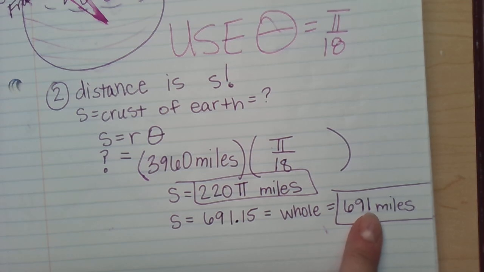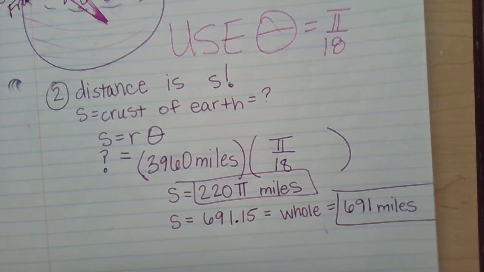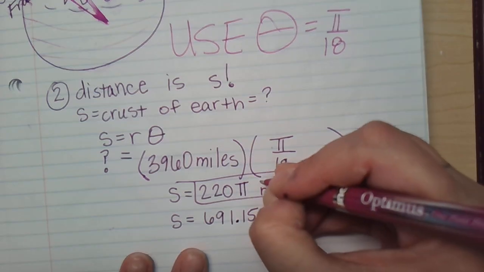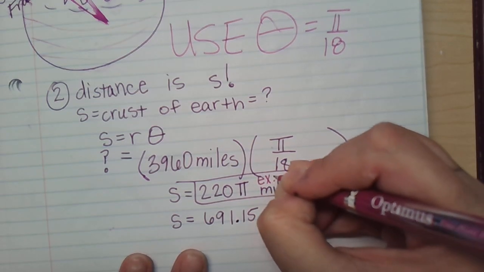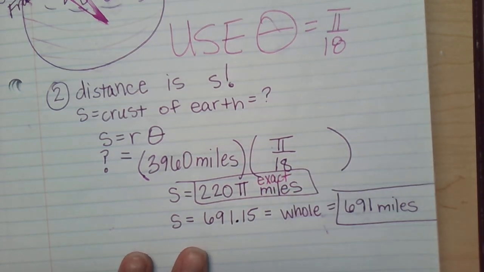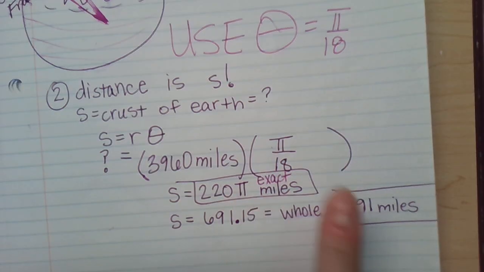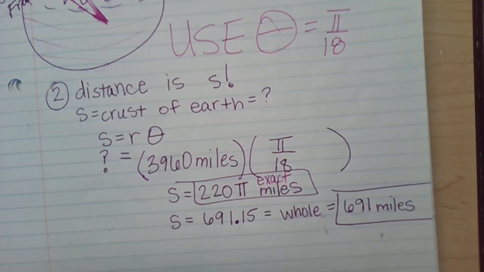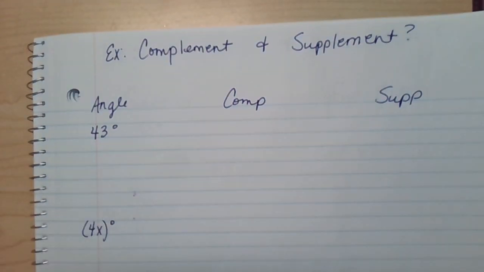Okay, if we wanted to know the exact answer, we would use this 220 pi. If I wanted a decimal, I'd round it to what they told us to round it to. Okay, now let's talk about complement and supplement of an angle.